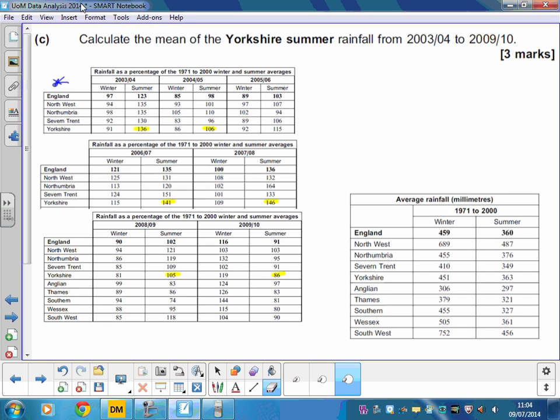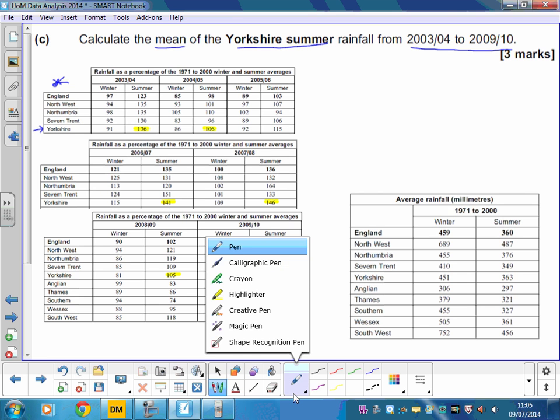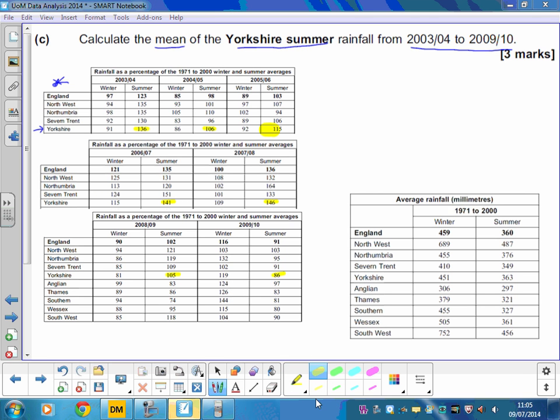Okay, Data Analysis 2014, question 1c. Here we're looking for the mean of the Yorkshire summer from 2003 through to 2010. So I look at the table, which is on page 3 of my data sheet. We've got lots and lots of tables, lots of data. In each one of these rows, I've highlighted the summer. Oh, just missed one. I've highlighted the summer average for Yorkshire.